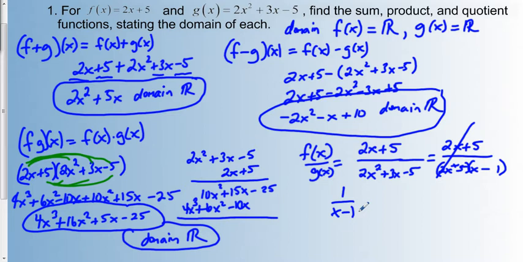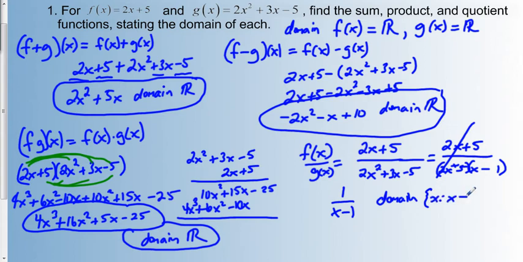Now, here's where we have to be careful of the domain. We can't have a 0 in the denominator. So, I need to look at what values of x could give me a 0 in the denominator. And it's important that we look back here, not just there. So, zero product property and a little mental math here.